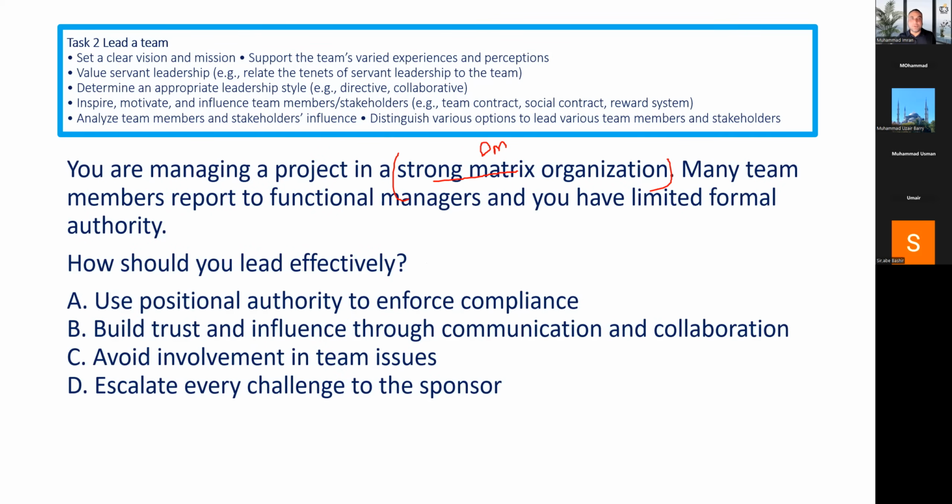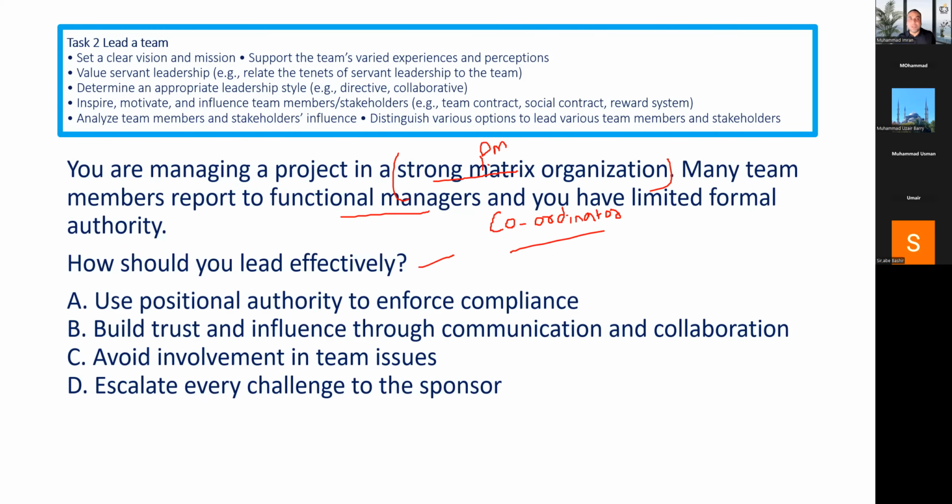Exactly, project manager. Many team members report to a functional manager and you have limited formal authority. Limited formal authority means matrix, which means you are working as a coordinator, right? So when I read the question, it feels like although you are working in a strong matrix, you have low authority, which means you are in a kind of weak matrix situation.